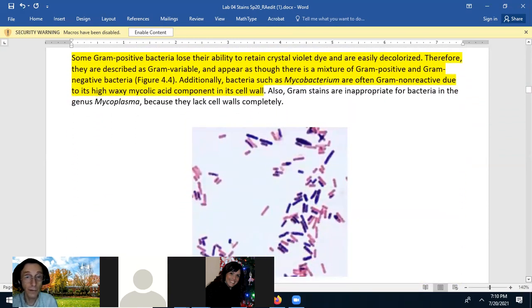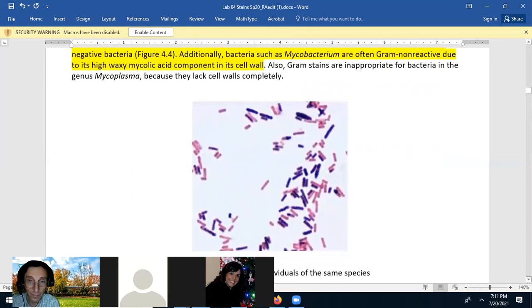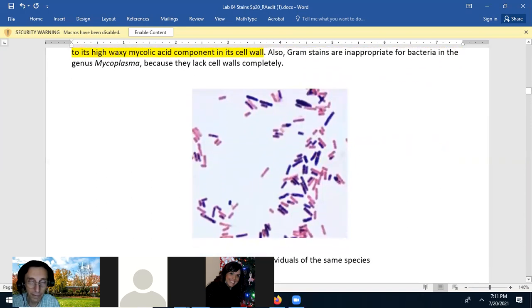Some gram-positive bacteria lose their ability to retain crystal violet and are easily decolorized. Sometimes they're called gram-variable cells because when you stain them with the gram stain, some of the cells will look pink and some of the cells will look purple. Like in this stain here, which is a gram stain of one species of bacteria, so they should be staining the same, and as you notice, they're staining two different ways. Some are staining like gram-negative, some are staining as gram-positive.